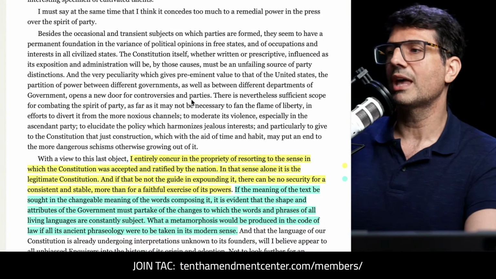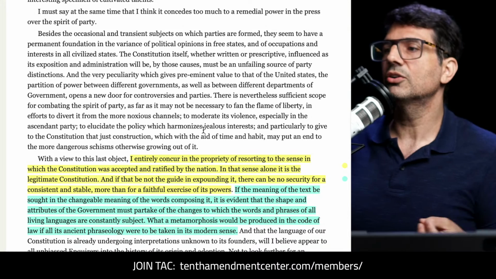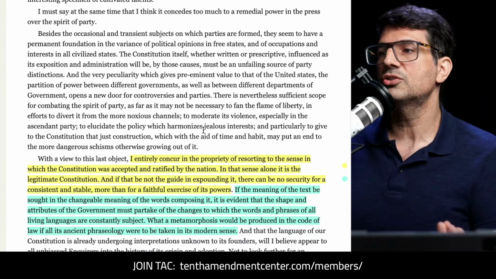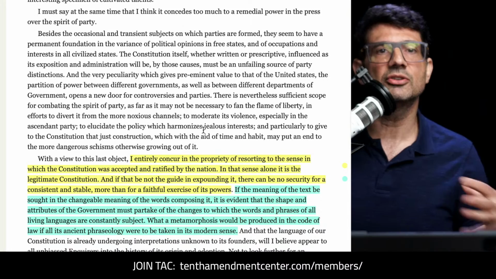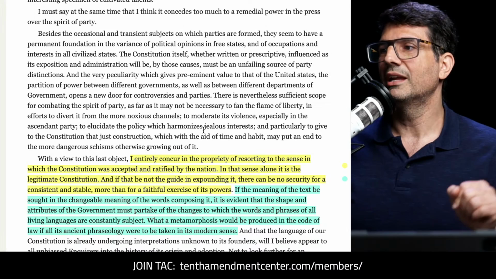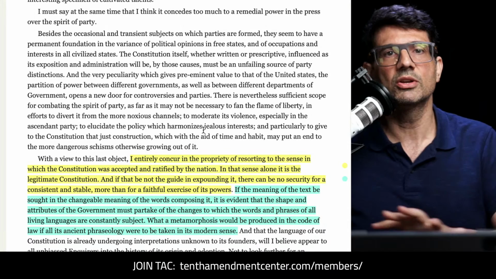With a view to this last object, I entirely concur in the propriety of resorting to the sense in which the Constitution was accepted and ratified by the nation. You have to understand how the people who ratified it understood the document. And Madison put it this way: in that sense alone, it is the legitimate Constitution. There is no other way, according to James Madison, to look at the Constitution.